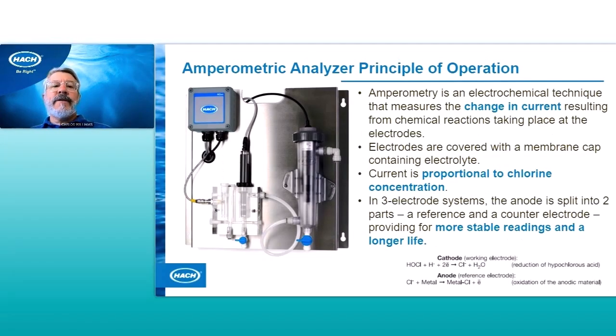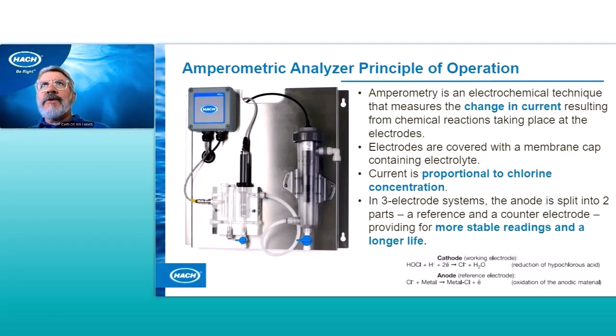With an amperometric analyzer, the type of analysis using amperometry is an electrochemical technique, and it measures a change in current based on how much chlorine is in the water and how it reacts with the electrode. There are subtly different styles of this type of analyzer, but the electrodes are covered either with a membrane cap that contains an electrolyte, or there's an electrolyte or a buffer that's added that comes from outside the analyzer somewhere. We'll talk more about that.